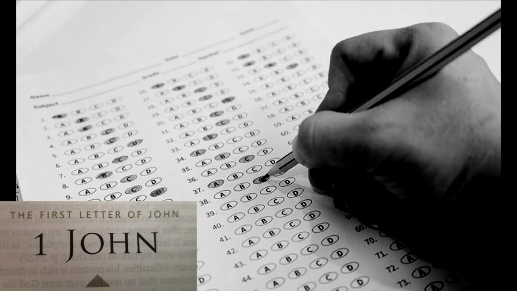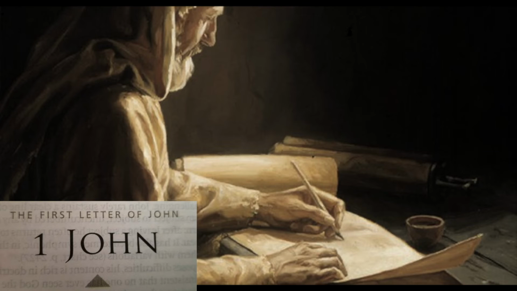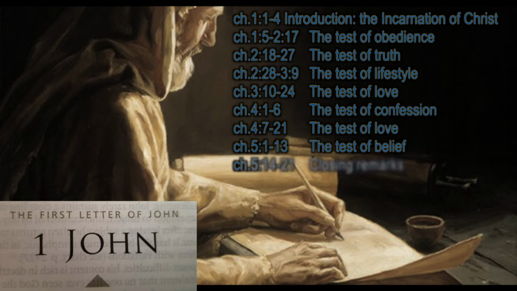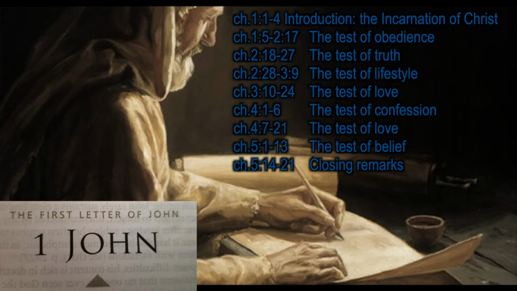2 Peter is followed by 1 John. 1 John was written by the Apostle John, one of the original 12 followers of Jesus. He wrote sometime between 65 and 90 AD. We're not sure exactly when. The icon I like to use for 1 John is an SAT exam, because John provides a series of tests for determining the true faith of Jesus Christ in this small letter. 1 John can be divided into 9 sections, 7 tests, and an introduction and a closing.